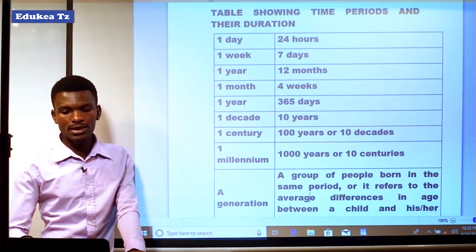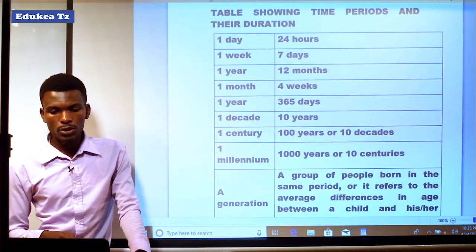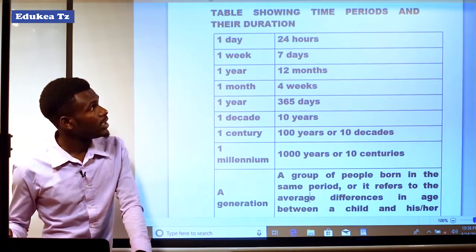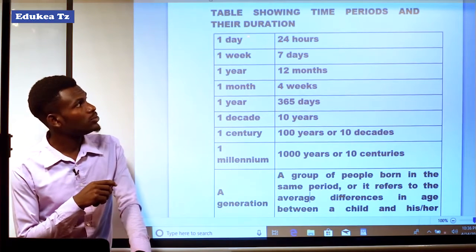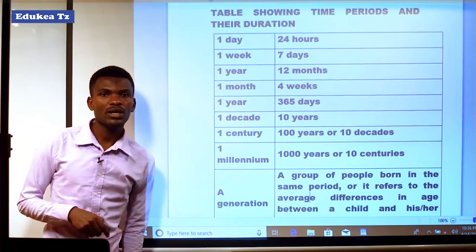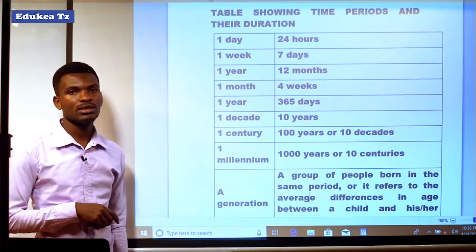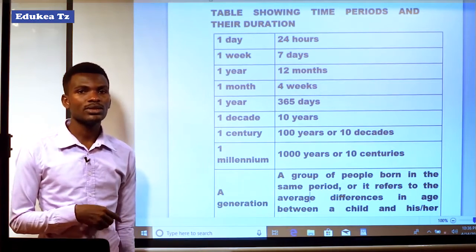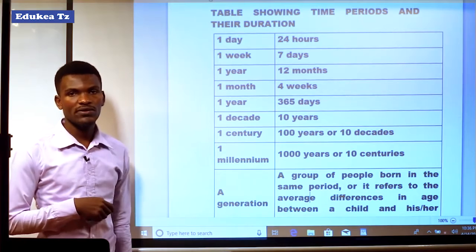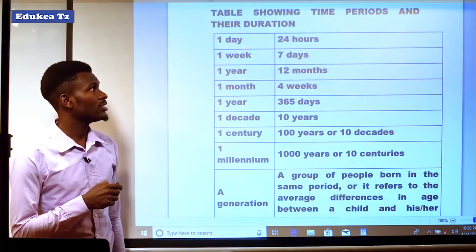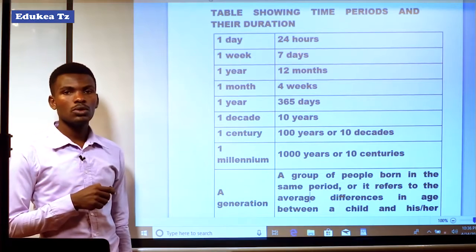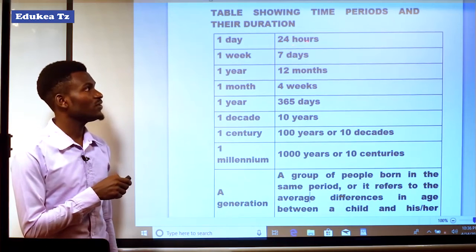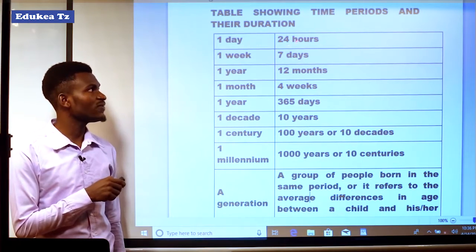So let us see some examples of a table showing time periods and their duration. It means that in history we have to know these things in order to determine the time of events, or to determine the dates or time of historical events. Here we have a day. One day is equal to 24 hours. It means that to complete a day you have to spend 24 hours.